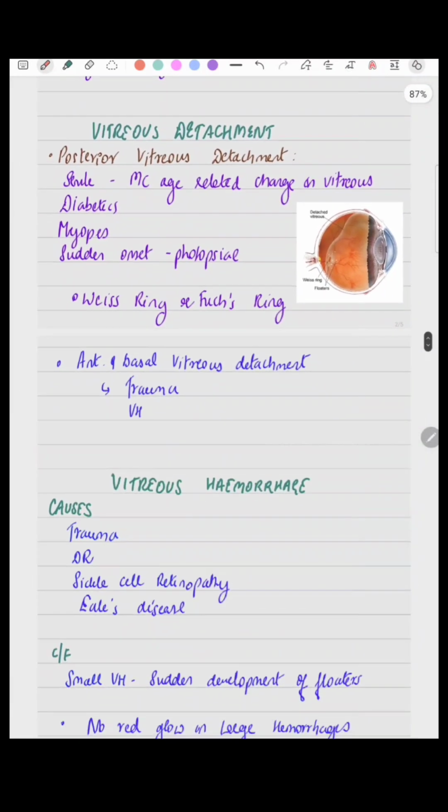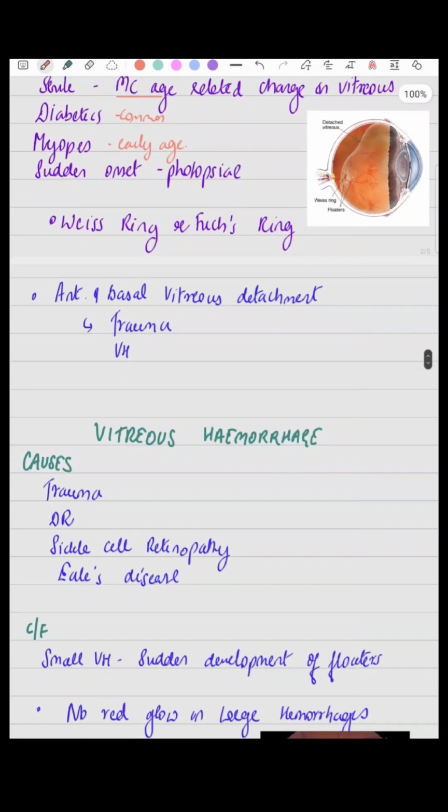Now coming to vitreous detachment. There is posterior vitreous detachment. It is a senile phenomenon, the most common age-related change in the vitreous. It is also common in diabetes, and occurs at an early age in myopes. There is sudden onset of photopsia, and the patient will complain of it. Photopsia is nothing but flashes of light.